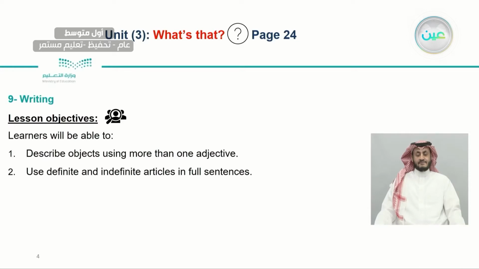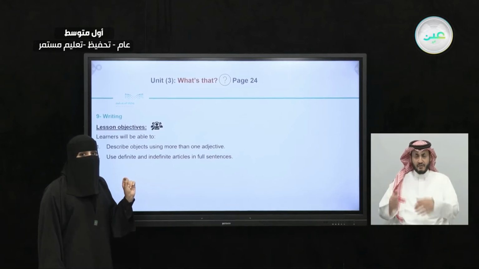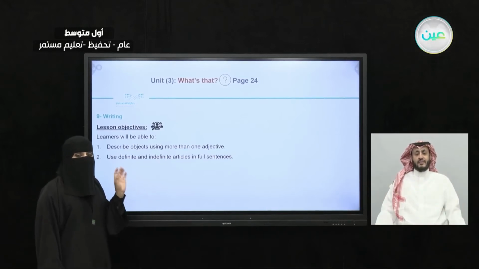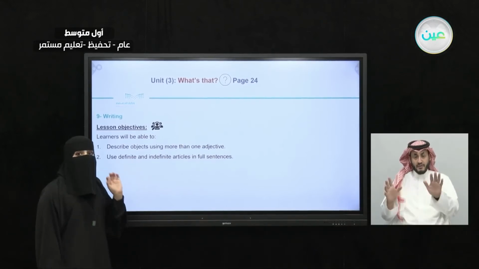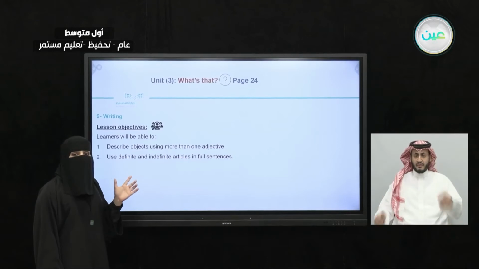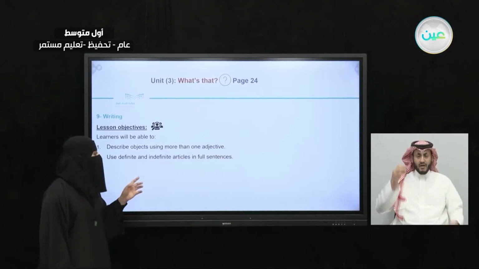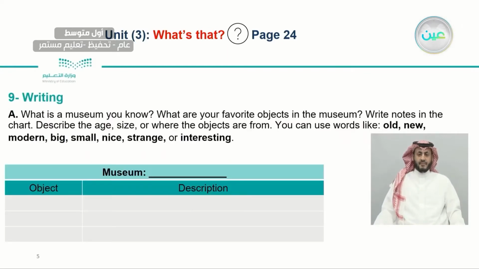Also, we will be able to use definite and indefinite articles in full sentences. I'm sure you remember using a and an. Do you remember that lesson in grammar? Good job. We use a before all consonant letters and an before vowels, like the 5 vowel letters: A, E, I, O, U. Okay? And today we will add one more definite article that you are about to learn in today's lesson. Let's start our new lesson.